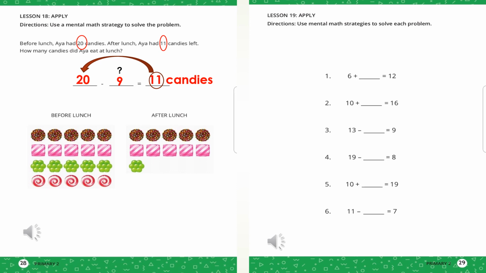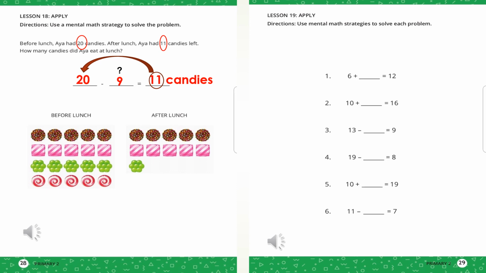Number 2. 6 plus what equals 16? We can use the missing number strategy, but we can use another one. 10 plus what? We are adding 10 here. So 10 plus 6 equals 16, or you can count from small to big.